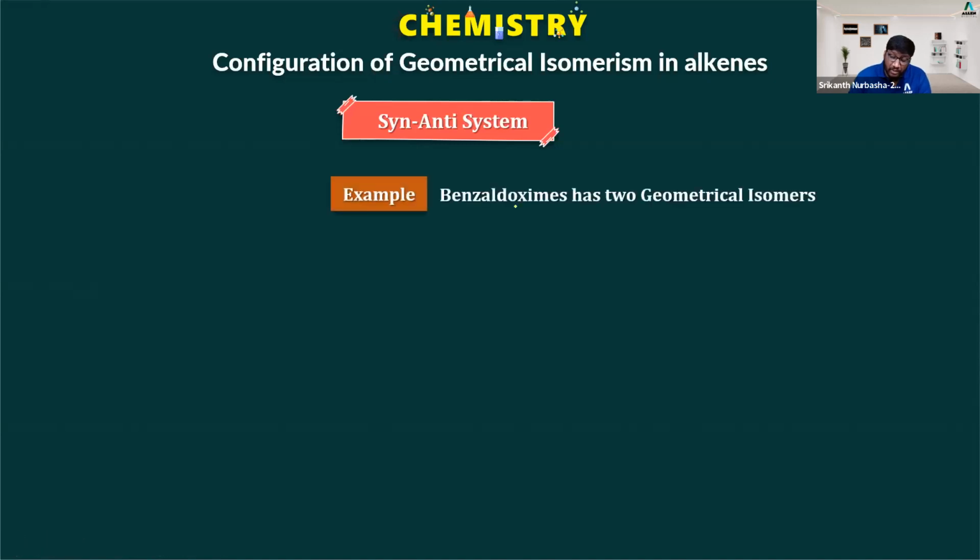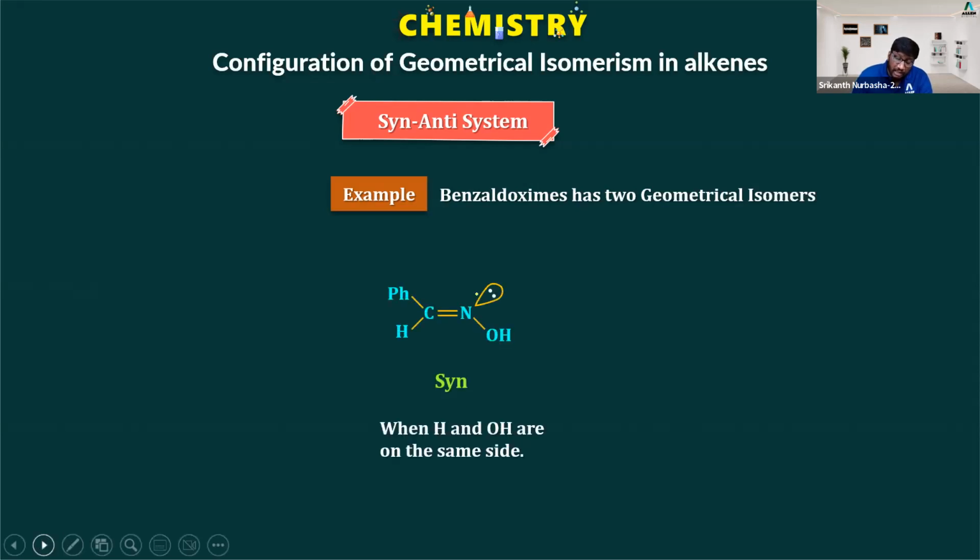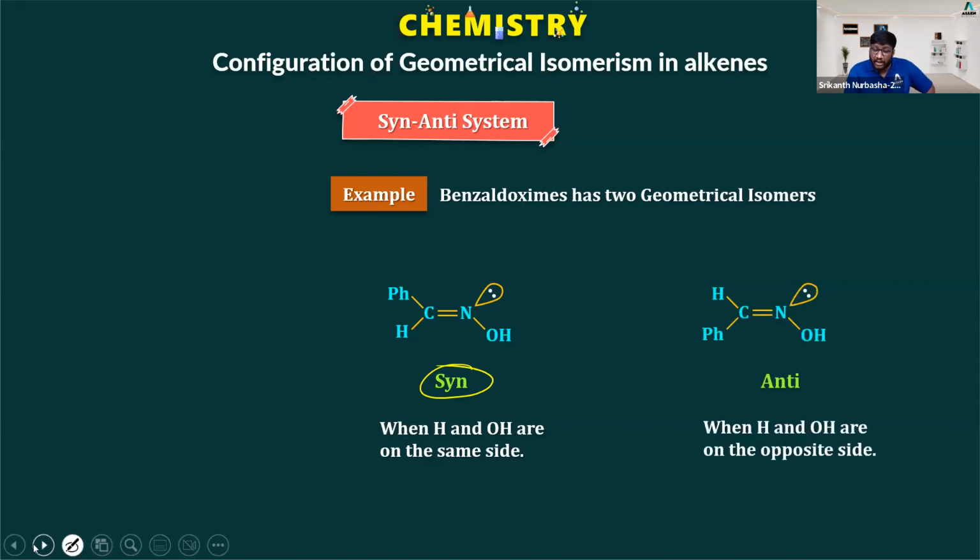In the syn anti system, benzaldoxime has two geometrical isomers. Nitrogen has a lone pair of electrons and carbon has hydrogen and phenyl groups, C double bond N, NOH. After cis-trans and E-Z, we have to go with syn and anti. When hydrogen and OH are on the same side, it is said to be syn.